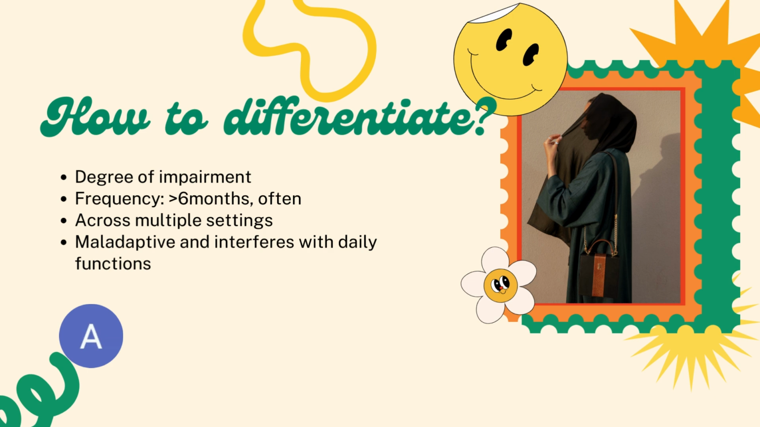Or is it everywhere? People with ADHD are unable to control their behavior. Hence, the symptoms mentioned just now would be seen across settings. At home, they'll be behaving the same way. At school, at the playroom, in public, they will be behaving the same way. And these behaviors are maladaptive and interfere with daily functioning, as mentioned just now.